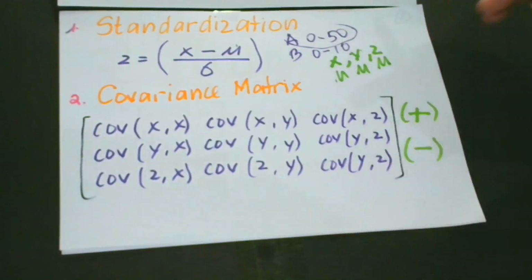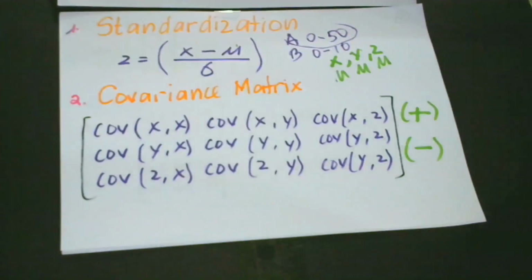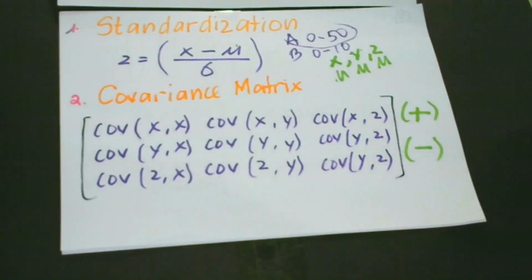That's how we get the standardization. So the next thing to do, after we are done with number one, is that we're going to compute the covariance matrix. So what is this covariance matrix?